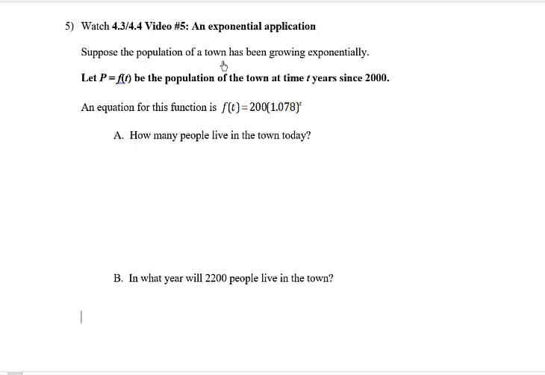We've got a bunch of people living in this town, and it says the population has been growing exponentially. In other words, it hasn't been growing linearly. If we drew a picture, it wouldn't look like a line. It would look like one of those exponential functions we've been working with. Well, here is our let statement. P is our dependent variable. P, or f of t, stands for the population, the people of the town. And t, the independent variable, stands for the number of years it's been since the year 2000.